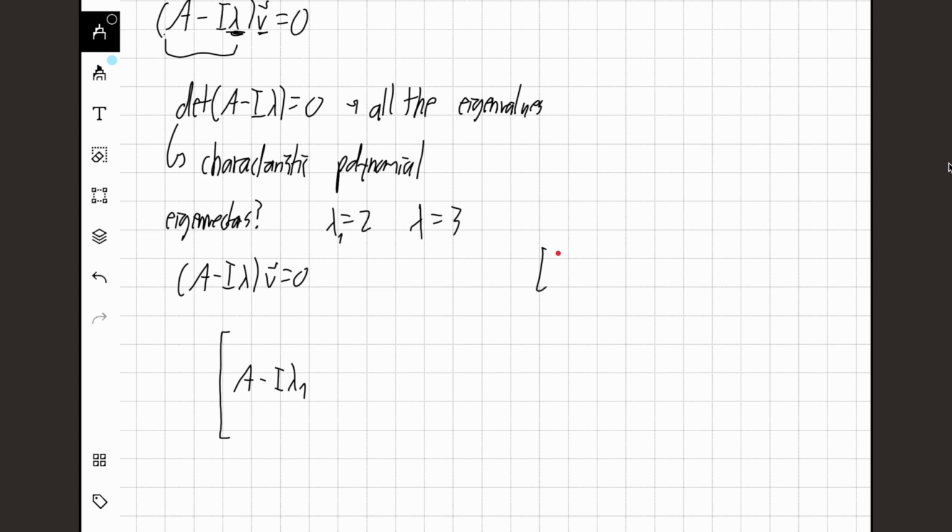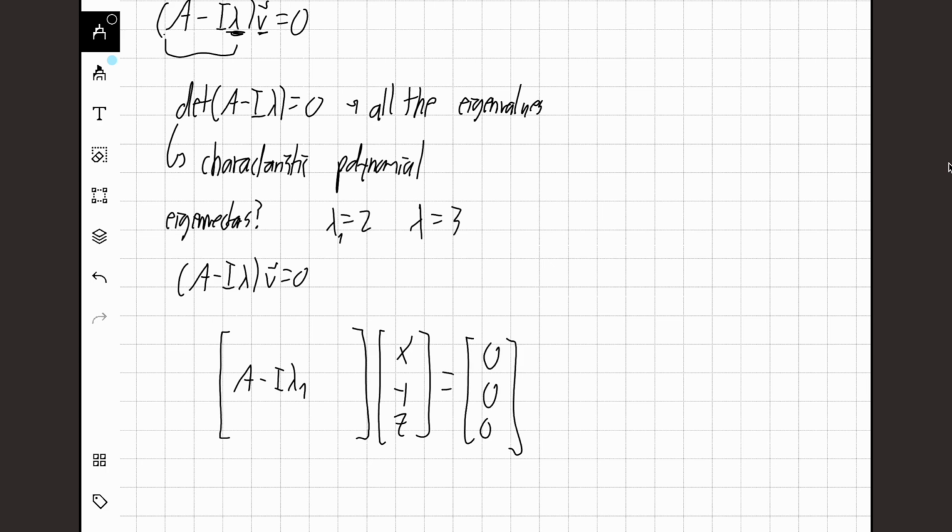If our matrix was just a simple 1, 2, 3, 4, then this A minus I lambda, if lambda is 2, we just subtract 2 from the diagonals. So it'd be minus 1, 2, 3, and 2. So this is our changed matrix, and we want to find what vectors it sends to 0. Let's say it's a 3x3 matrix, so x, y, z, and we want to find all the vectors that this matrix sends to 0.